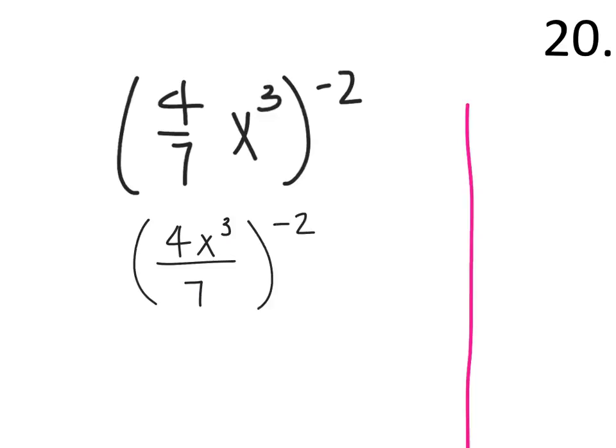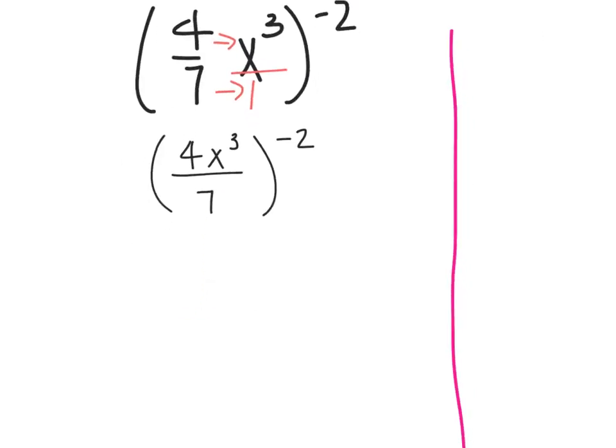The reason I can do that is because here, this x to the third is not in a fraction. So to get anything into a fraction, I can put it over 1. And then when I put it over 1, I multiply my numerators, and that's where I get my 4x cubed from. And I multiply my denominators. 7 times 1 is 7. That's where my denominator comes from. So now I can deal with this whole negative exponent thing.